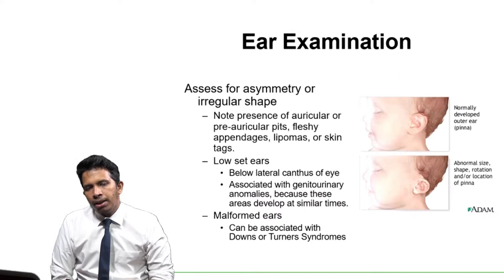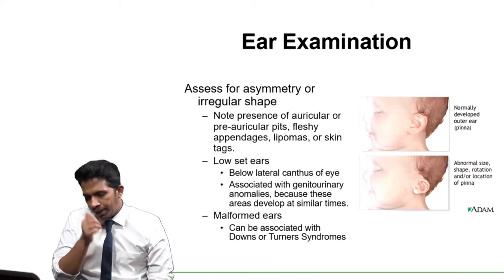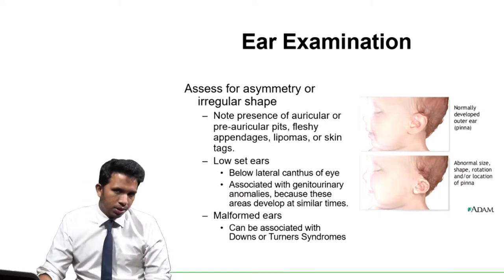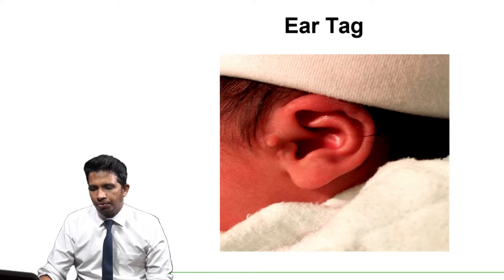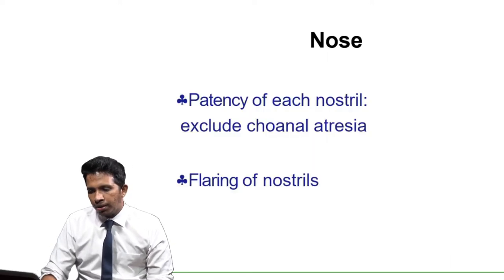Okay, and this normally suggests any genitourinary abnormalities. If the child has any malformed ears, then it can be associated with Down syndrome or Turner syndrome. This is an example of the ear tag, which you see.